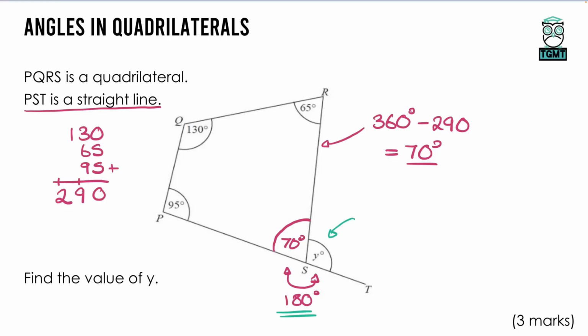So to find the value of y, 180, take away the 70 degrees next to it, leaves us with 110 degrees. So there we go, y is equal to 110 degrees, and that's our final answer.